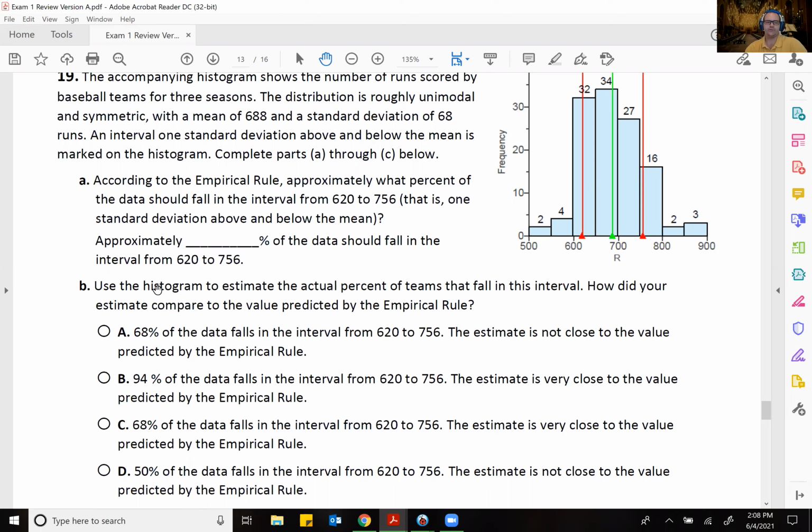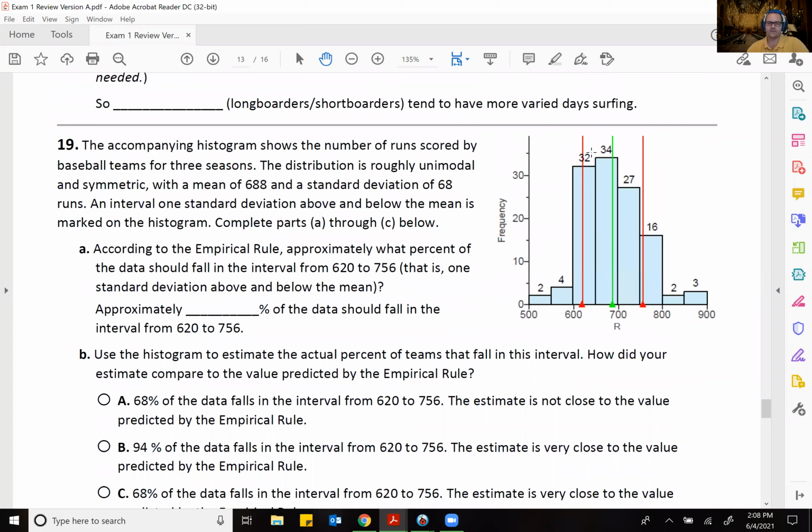So part B, use the histogram to estimate the actual percentage of the teams that fall in this interval. Did your estimate compare to the value predicted by the empirical rule? So what they're asking you to do is take these values here, like the 32, the 34, the 27, add that up, and then divide by the total. Did that roughly come out to 68%?